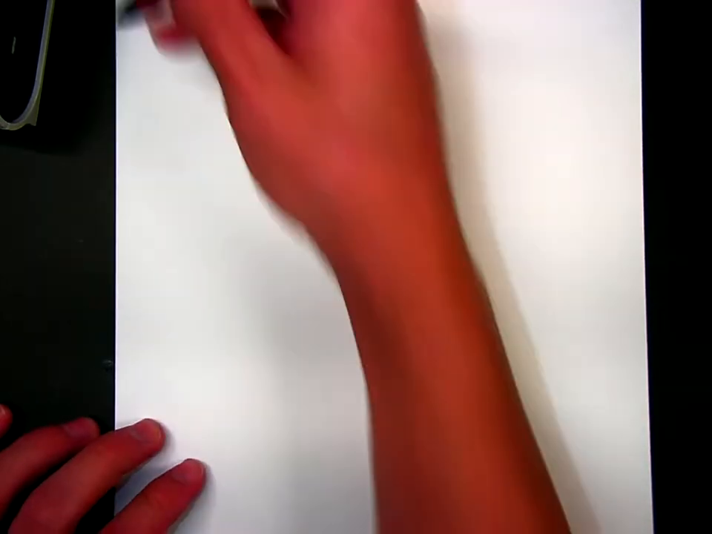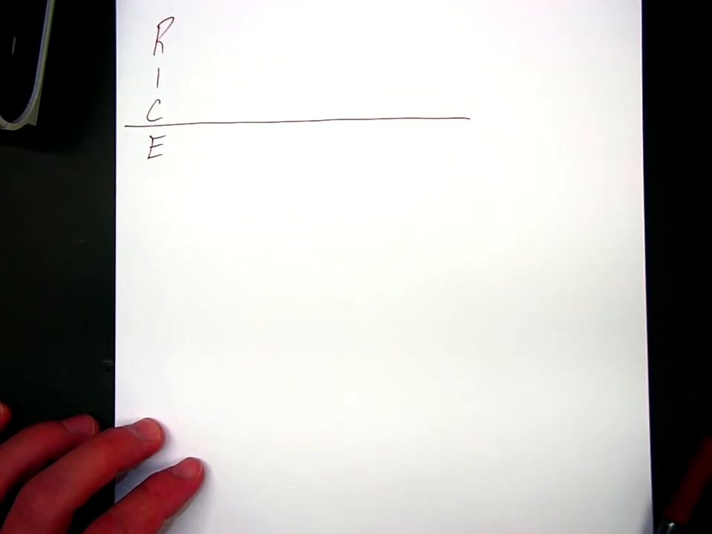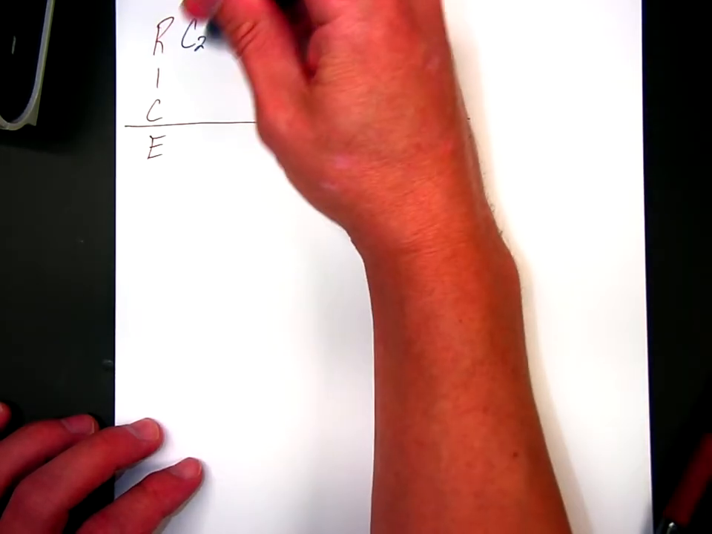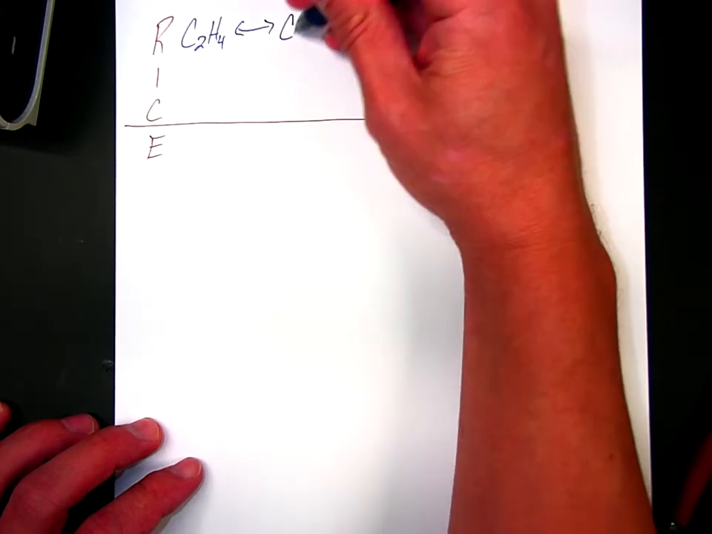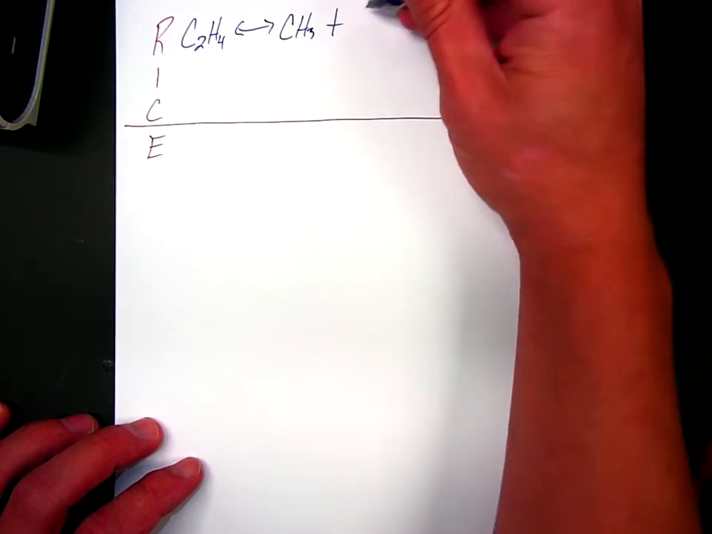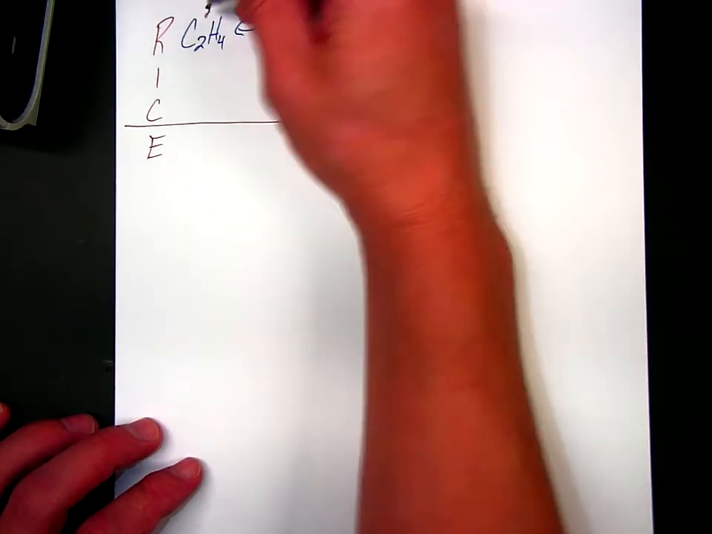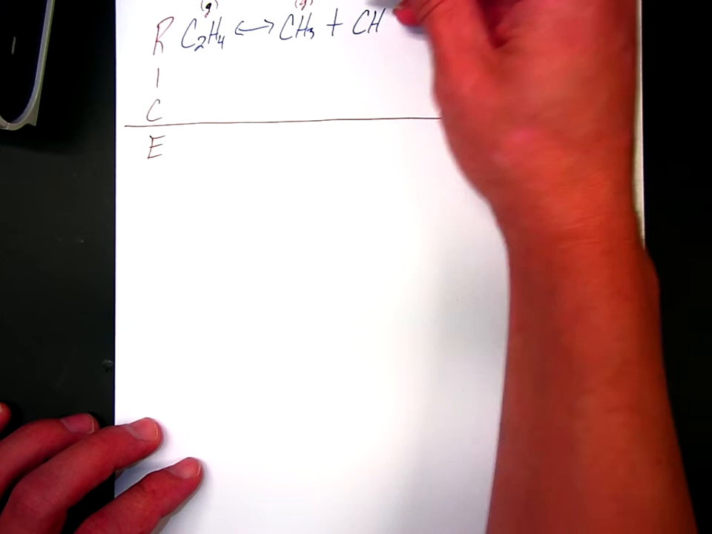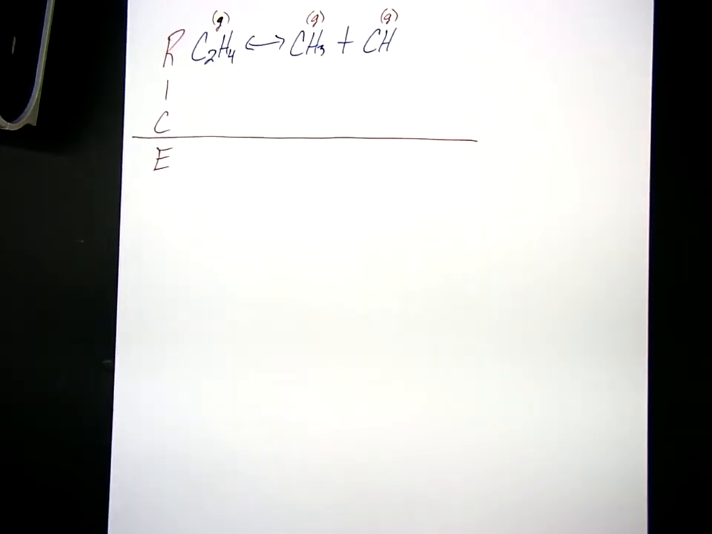Take a look at a RICE problem that uses the reaction C2H4 going into equilibrium with CH3 and CH. All right, we should note that all of these are labeled as gaseous, so it doesn't matter whether we are doing KP or KC, everything can go in.